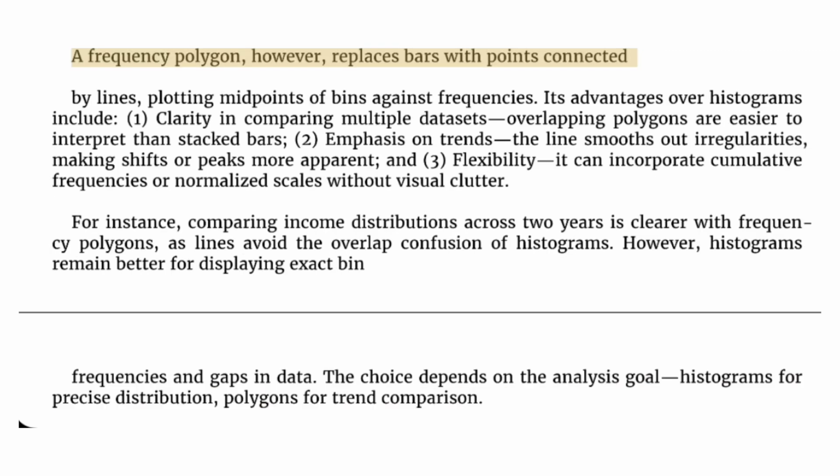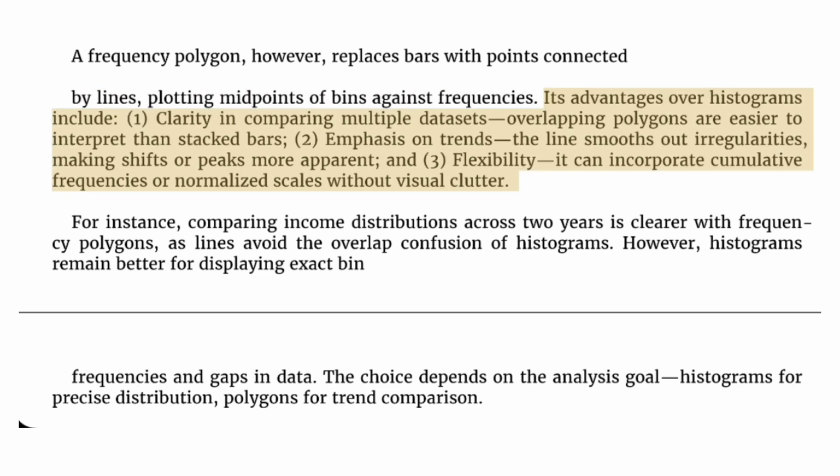A frequency polygon, however, replaces bars with points connected by lines, plotting midpoints of bins against frequencies. Its advantages over histograms include: 1. Clarity in comparing multiple datasets. Overlapping polygons are easier to interpret than stacked bars. 2. Emphasis on trends. The line smooths out irregularities, making shifts or peaks more apparent. And 3. Flexibility. It can incorporate cumulative frequencies or normalized scales without visual clutter.